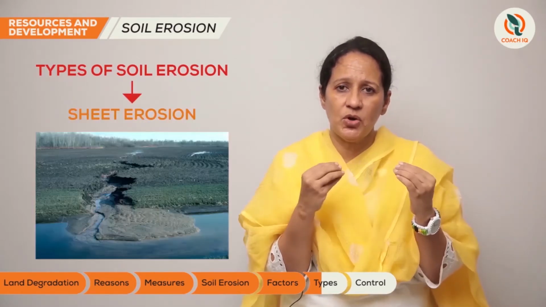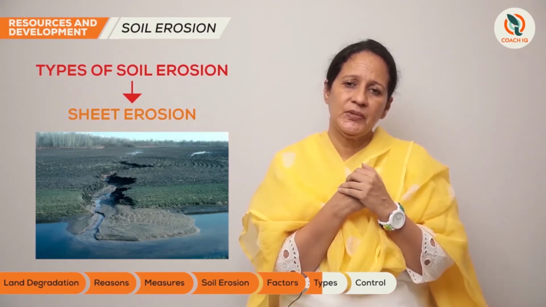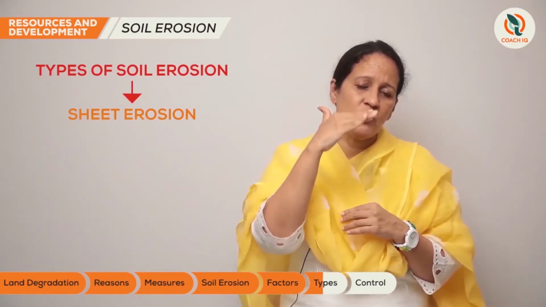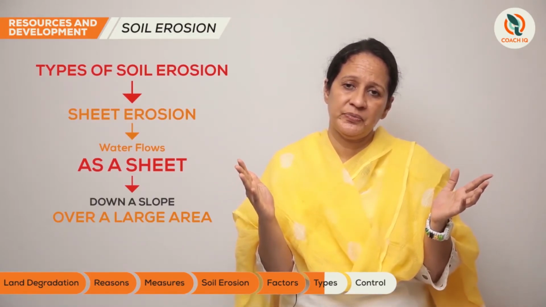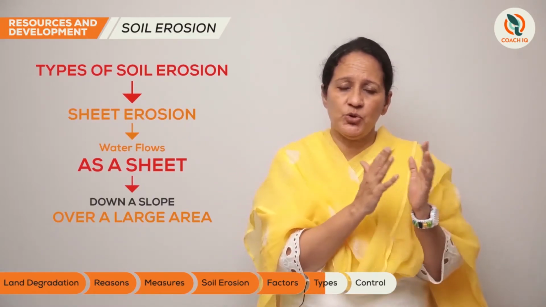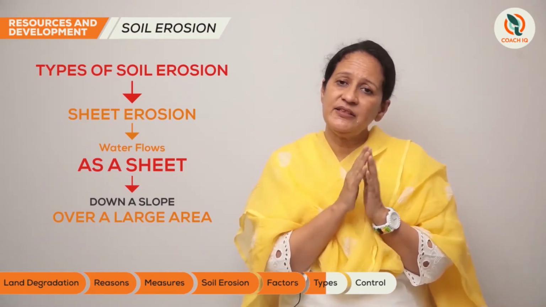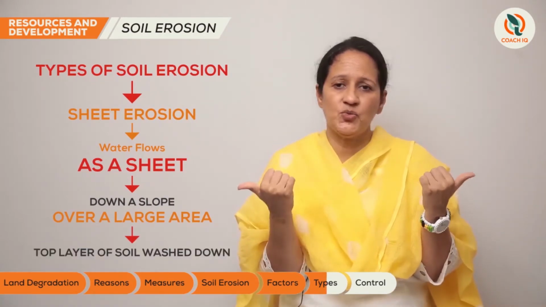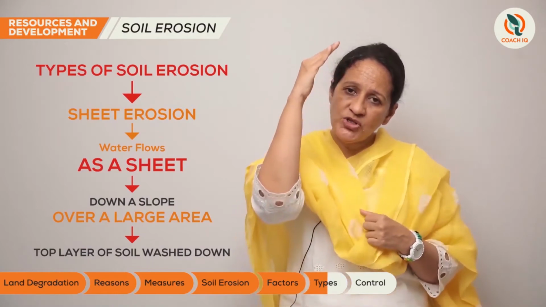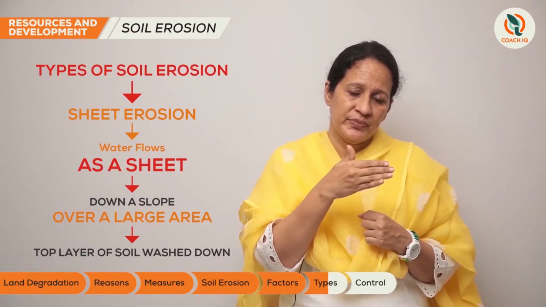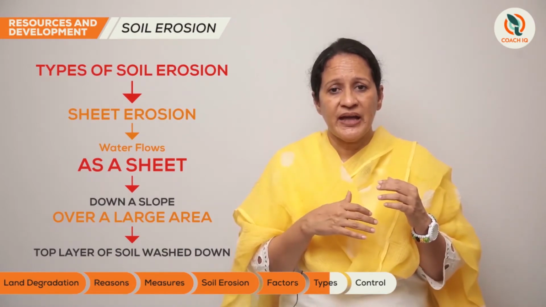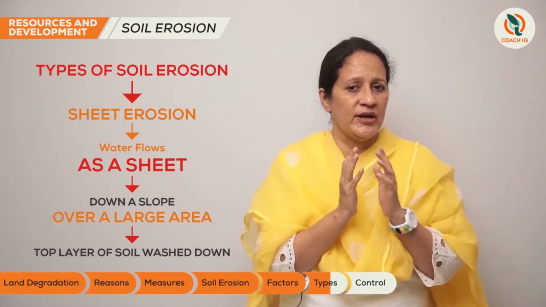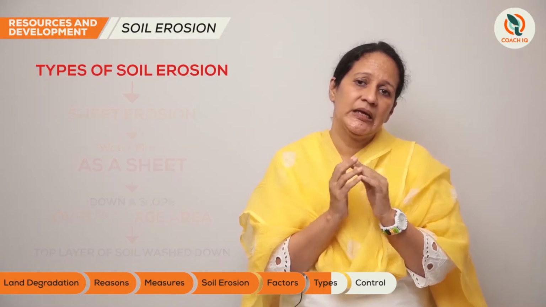Next comes your sheet erosion. When water flows down a slope over a large area, your sheet erosion is done and the top layer of the soil gets washed off. So water flows as a sheet over either a large area or maybe down a slope, and your top layer of the soil gets washed off.